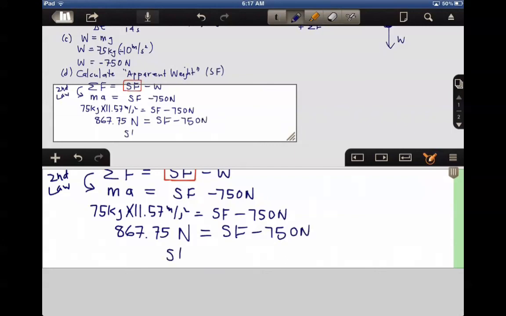And I can solve for support force here. And I get 1,617.75. That's my final answer.